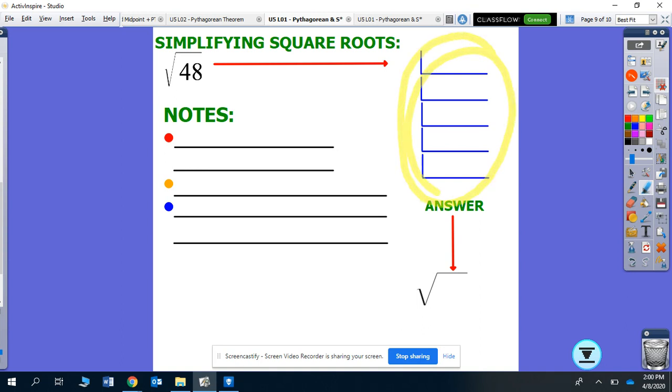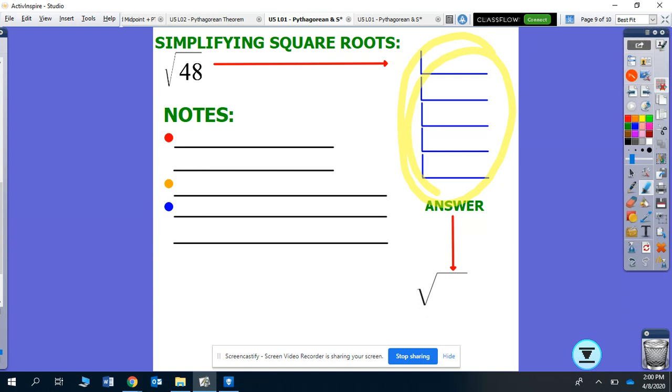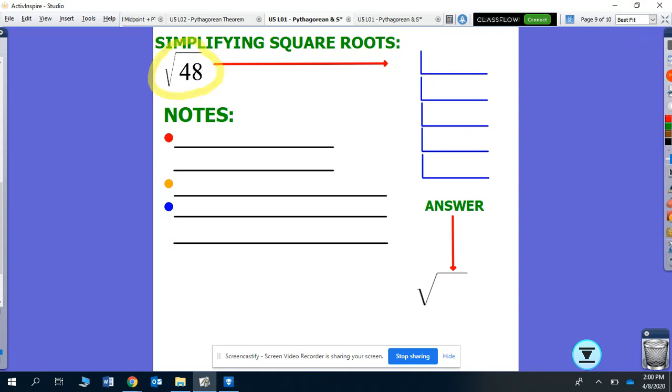This is called the ladder method simply because the shape ends up kind of looking like a ladder to us. And we use it to simplify the square root. So the first thing we do is we think about the square root of 48. We can't take that square root. The square root of 49 is 7. The square root of 48 is a decimal, 6 point something.